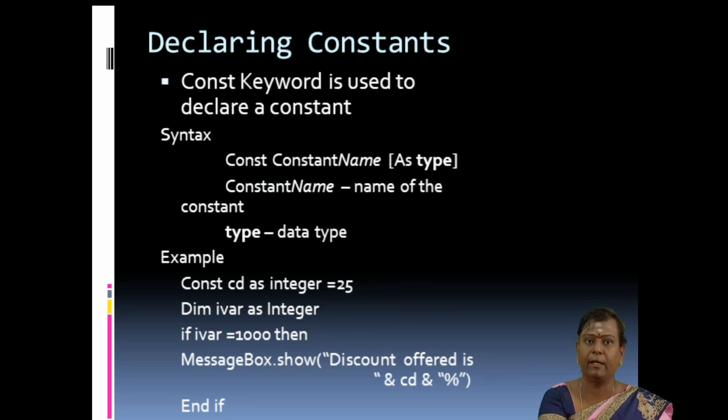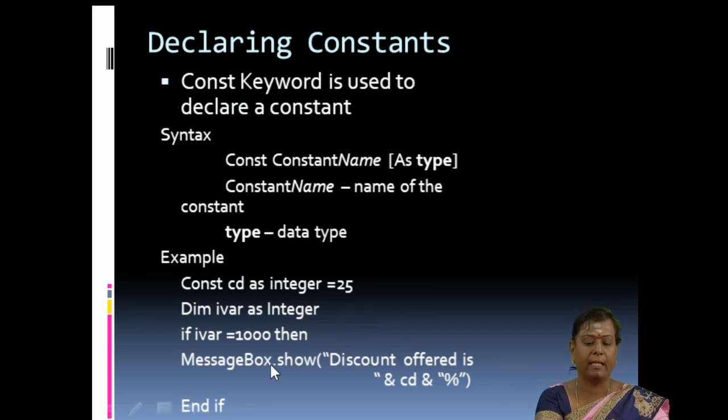We have seen everything on variables. Moving to constants, we are focusing on constants. So here the keyword used is Const, C-O-N-S-T. So Const name As type. Here also the As type is optional. So the default will be string, or whatever value you are assigning, that will be the data type if the As type is omitted.